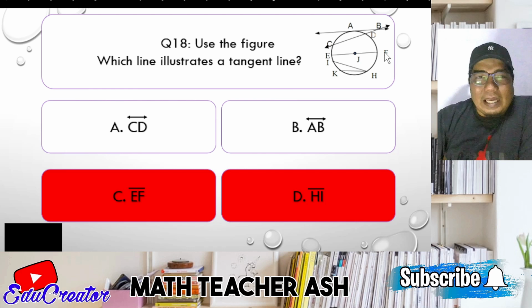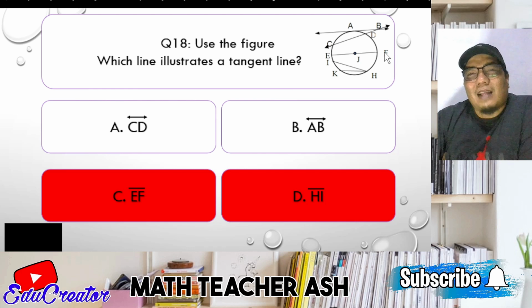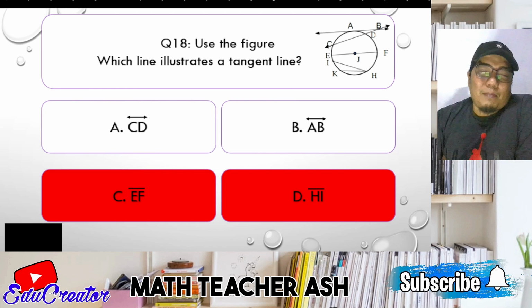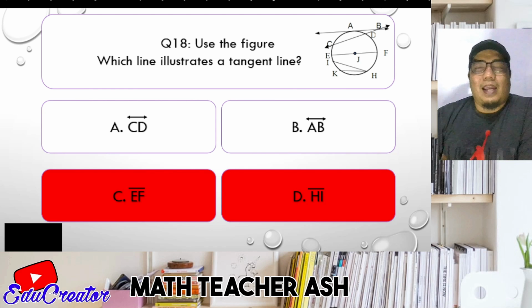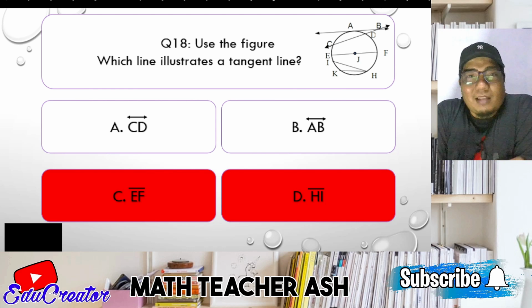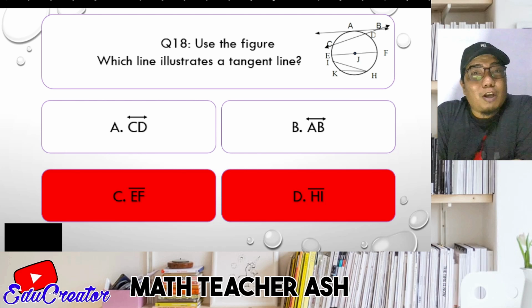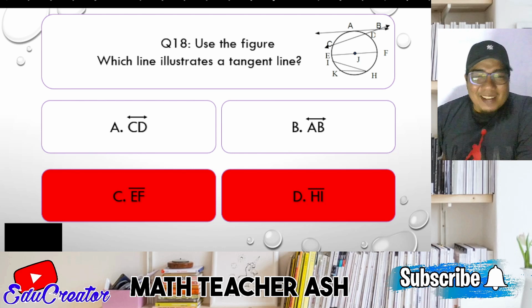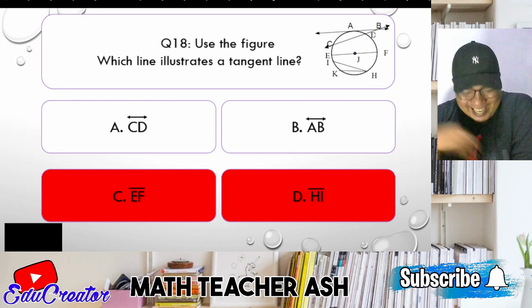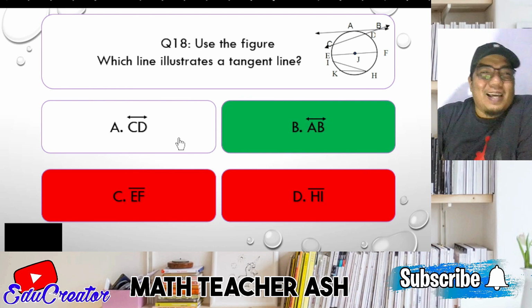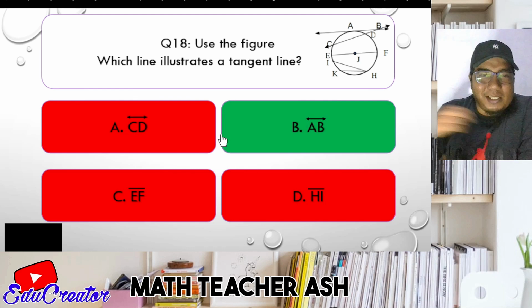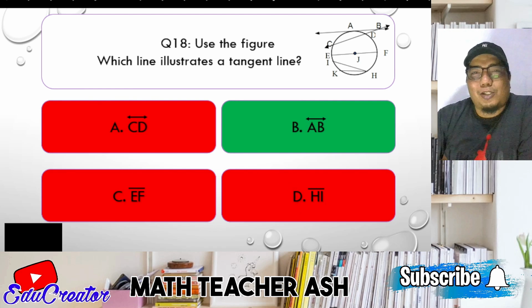Itong line AB. Now, question, Sir Ash, ano ba ang tangent line? So, tangent line is basically a line that touches the circle in exactly 1 point. Okay, and that point where they touch each other is what we call the point of tangency. Alright, may natutunan kayong bago sa akin. Okay, so our answer here is letter B. Ayun nga, my dear math learners, easy lang talaga. Right? Now, let's go to question number 19.